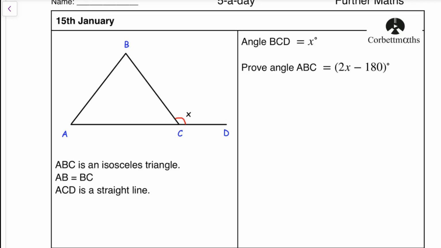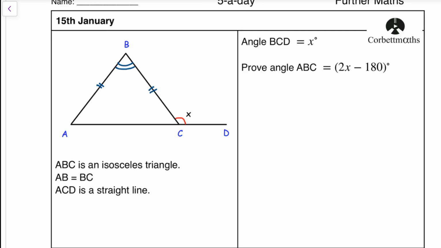So the first question gives you an isosceles triangle. ABC is an isosceles triangle where AB equals BC. And then it says ACD is a straight line, which it needs to say just to confirm that 180 degrees. And then it says prove angle ABC, so it wants this angle up here to be equal to that algebraic expression there.